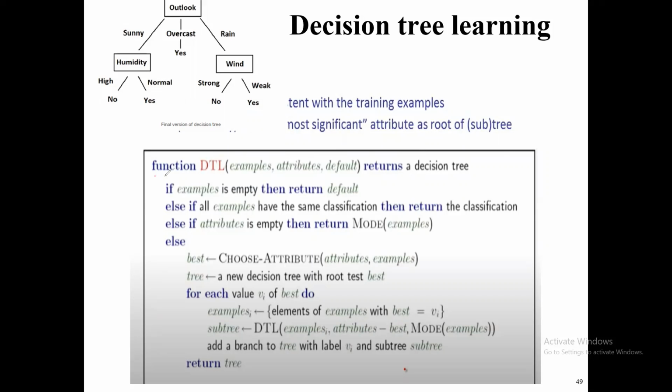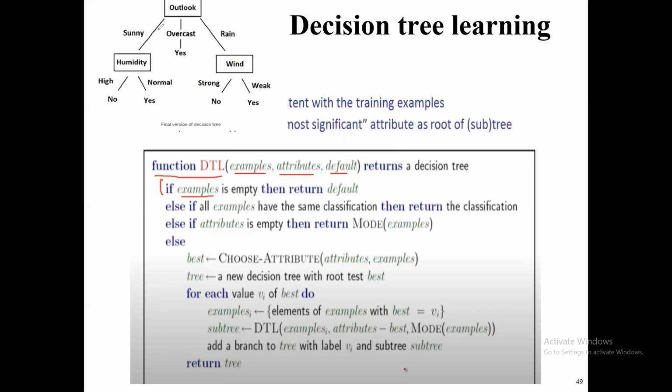So as you can see, the function takes in three inputs: the examples in the training set, the attributes, and a default tree that you might want to return if the training set is empty. So this is like a base case. If there are no examples in the training set, you return the default tree. Else if all the examples have the same classification, then return the classification. That means that we have reached the leaf node, right?